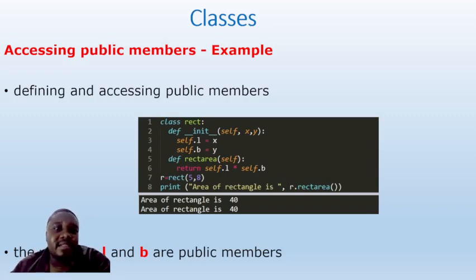Access public members. Example, defining and accessing public members. The variables i and b are public members. So if you check here in this code, you will see we have i and b. Those i and b are public members.